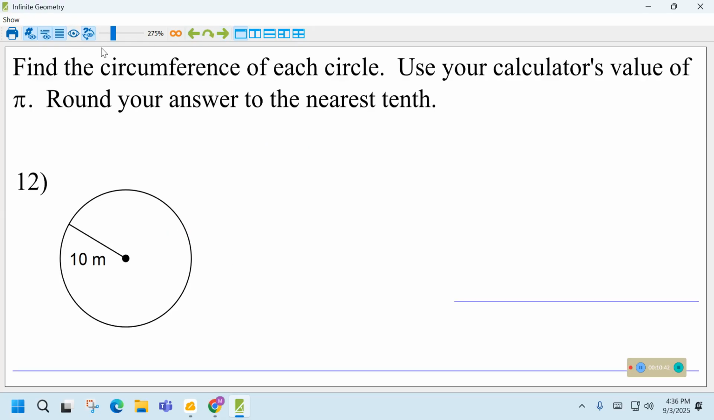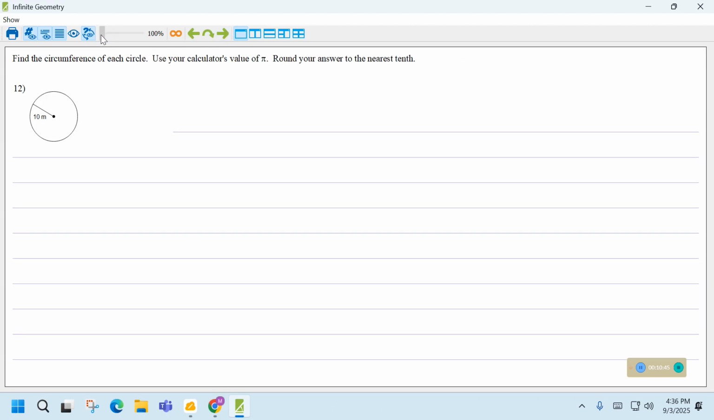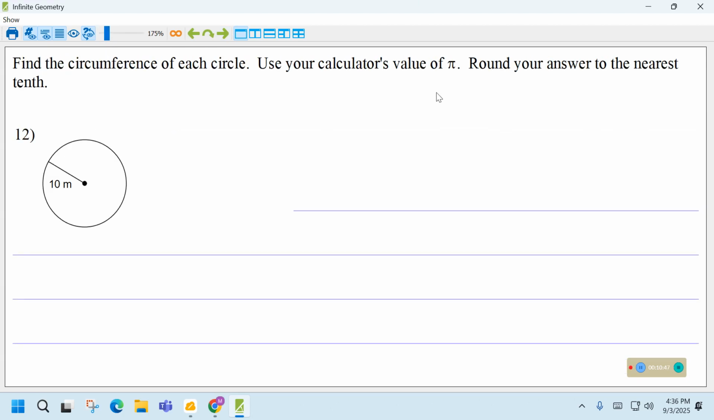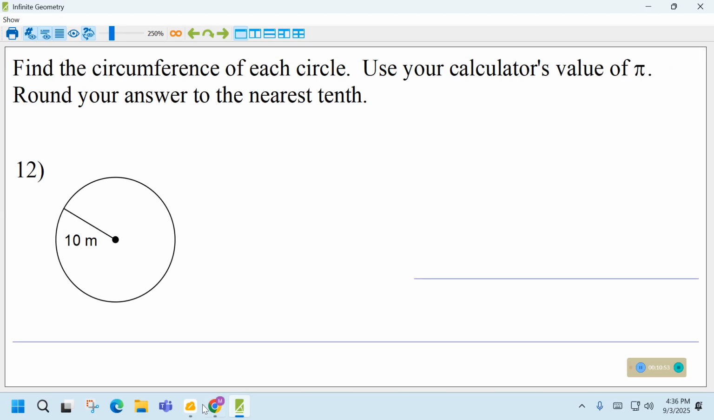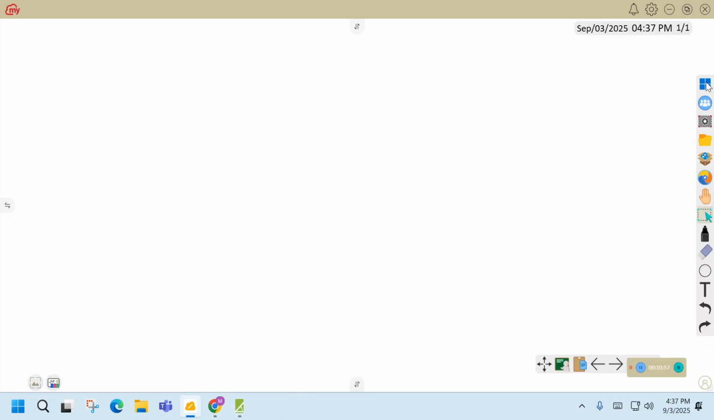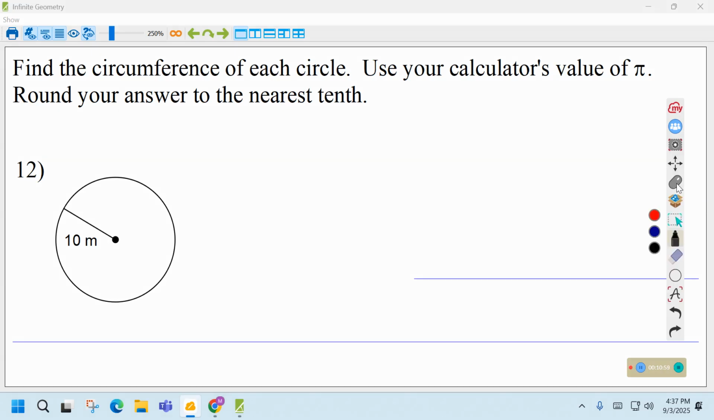Okay, so now we actually have something that's a little bit more complicated. Notice this, use your calculator's value of pi and round your answer to the nearest tenth. So let's begin doing that by just working through the basics. The first thing is just to do the work as we usually do. So we're going to write everything, and then we'll jump to the calculator when it's the right moment. Let's write C equals 2 pi r.